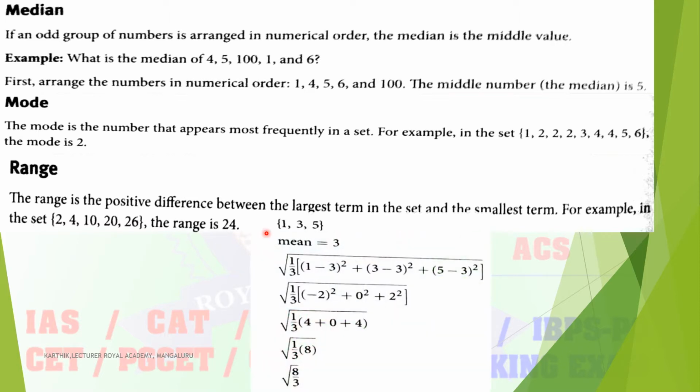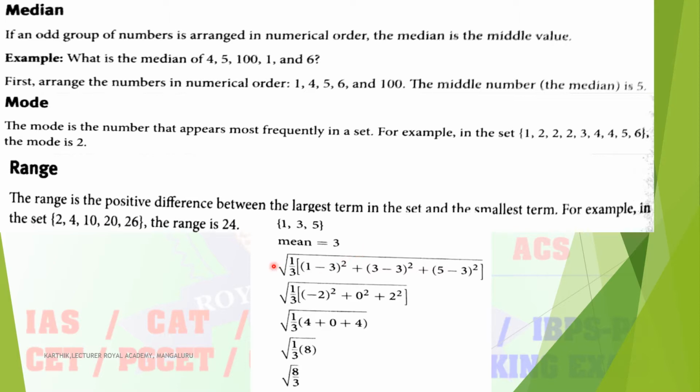Next, standard deviation. In this set, how do we find the standard deviation? First we need the mean. Mean is nothing but the arithmetic average. The arithmetic average of these numbers is 3.